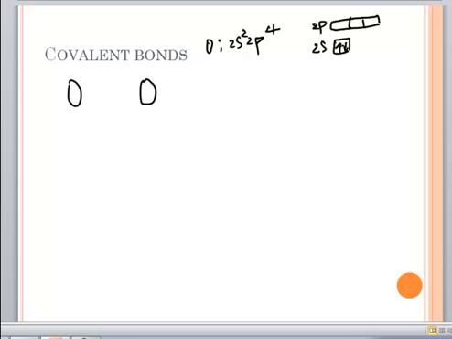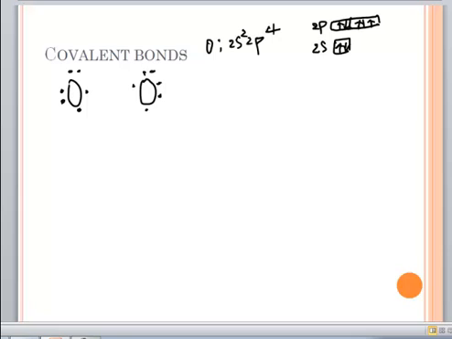2s is 1 box, 2p is 3 boxes. The first pair comes in here. This one has to go up first before you come back down, for the reason of Hund's rule. This gives you the lowest energy configuration, called the ground state electron configuration. Now you have 2 pairs of valence electrons and 2 singles. Same here, 2 singles and 2 pairs.